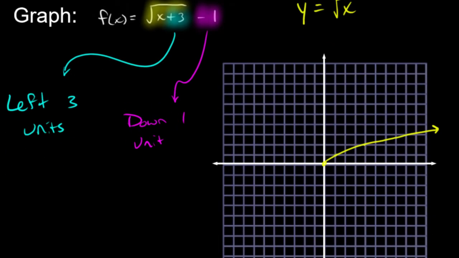So here's how you do it. You take every point here, this whole thing. Take this point, move it left 3, down 1. Left 3, down 1. This point here, move left 3, 1, 2, 3, down 1. This point over here, left 3, 1, 2, 3, down 1. And you get this. And that's what you got. So this is your transformation, and this is the parent function.